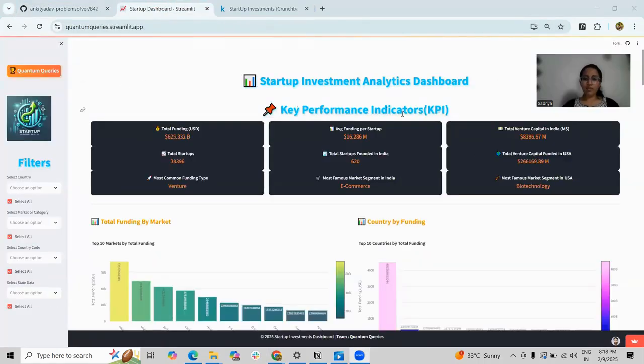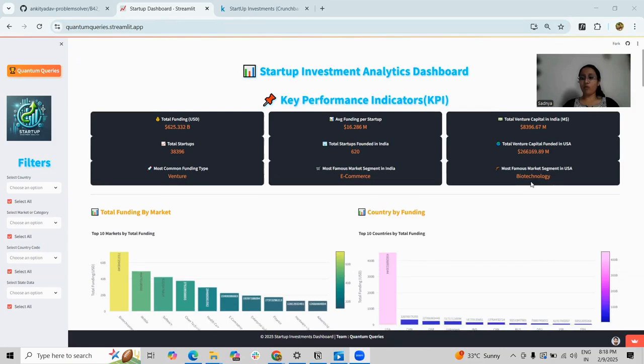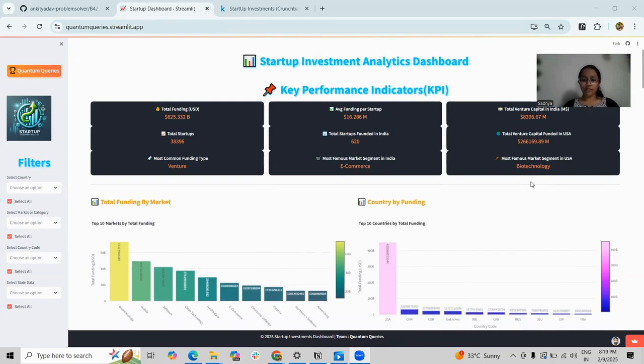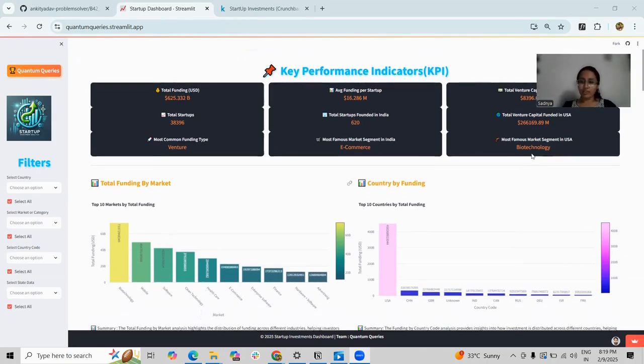The dashboard contains key performance indicators such as total funding, total startups, most common funding type, which is venture, average funding per startup, and total startups founded in India, which is 620. The most famous market segment in India is e-commerce. So the e-commerce sector is really an emerging sector in India. We can see here the total venture capital funded in India and in the USA itself, and what is the most famous market segment in the USA. So here the most famous market segment is research. So we can say that the research sector is emerging day by day.